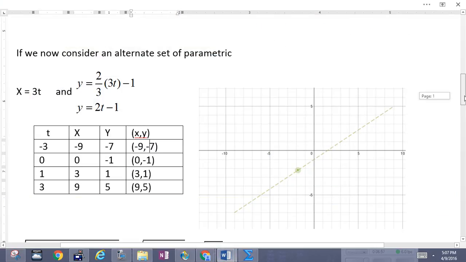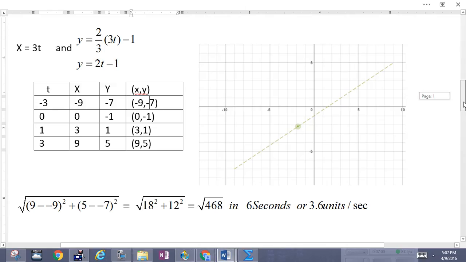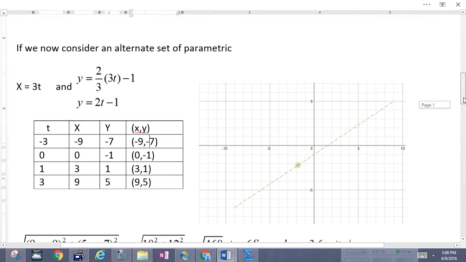So we've moved from (-9, -7) to (9, 5). Again, hopefully all my calculations are correct here. 9 minus the -9, quantity squared, plus 5 minus the -7, so we're going to 18 squared plus 12 squared. We've traversed 468 units inside of 6 seconds, or we're moving at 3.6 units per second, as compared to what we were doing here previously.